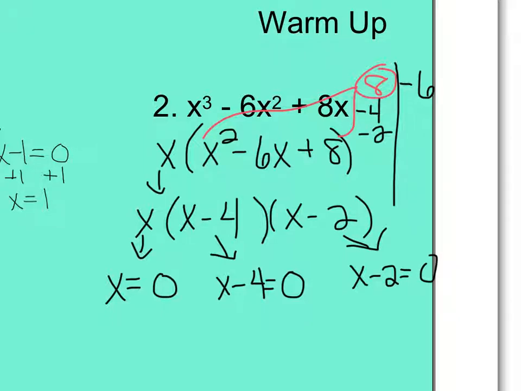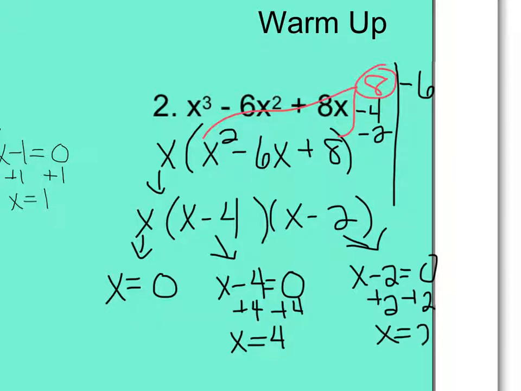Well, the first one is again already solved for because x is equal to 0. The second one we would add 4. So x equals 4. Add 2. So x equals 2 for the third one. So there are your three zeros, 0, 4, and 2.